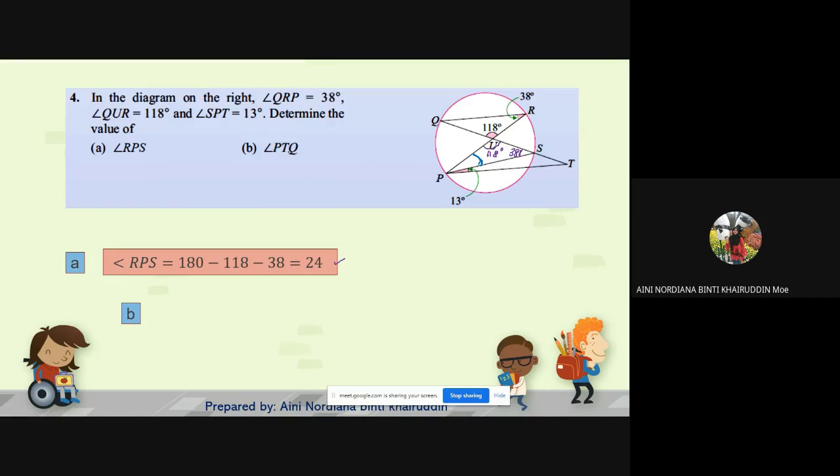For B, angle PTQ. So this angle. How to calculate this angle? You already know this is 13. So you need to find this angle. This angle is 180 minus 38. Then you get this angle, so here is 142. So 180 minus 142 minus 13. You use triangle PST.